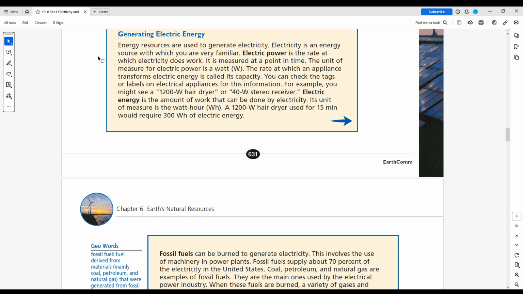The rate at which an appliance transforms electric energy is called its capacity. You can check the tags or labels on electrical appliances for this information. For example, you might see a 1200 watt hairdryer or 40 watt stereo receiver. Electric energy is the amount of work that can be done by electricity. Its unit of measure is the watt hour. A 1200 watt hairdryer used for 15 minutes would require 300 watt hours of electric energy.